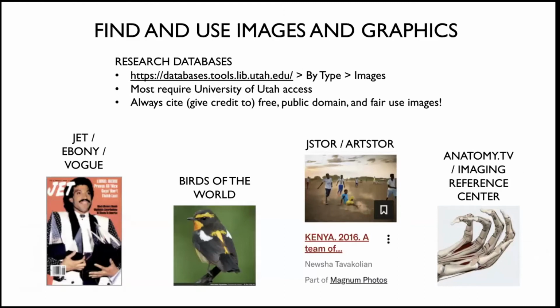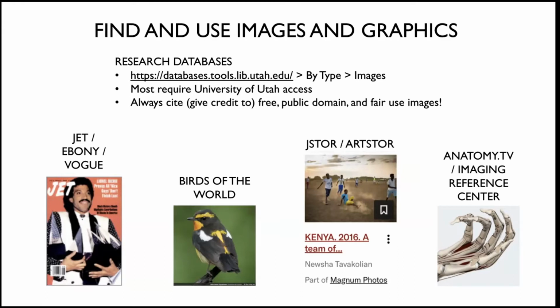So as I was starting to say before, the university libraries at the University of Utah have purchased a large number of research databases, some of which include images. Some are image heavy, some of them include images along with the research articles and research data. So if you were to click on that link or go to that webpage, databases.tools.lib.utah.edu, and then choose from the drop-down by type and select images, you will see a large number of databases, some of which are represented here on this page, that provide visual data.